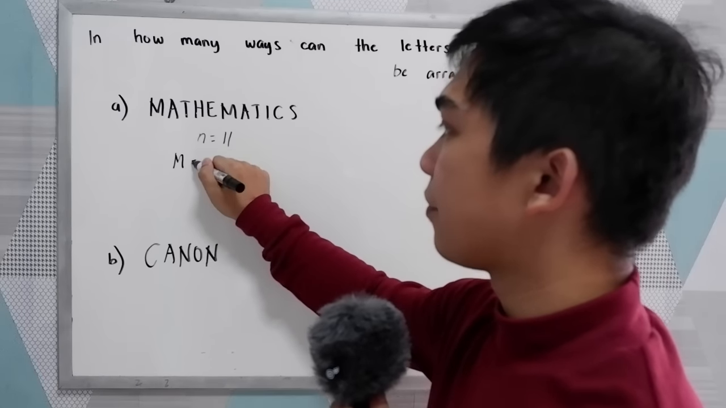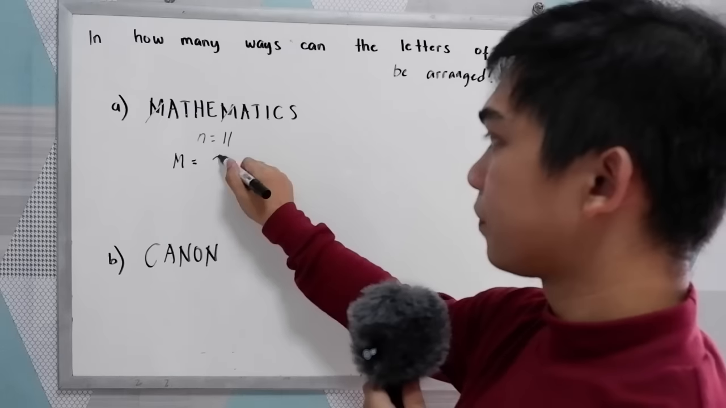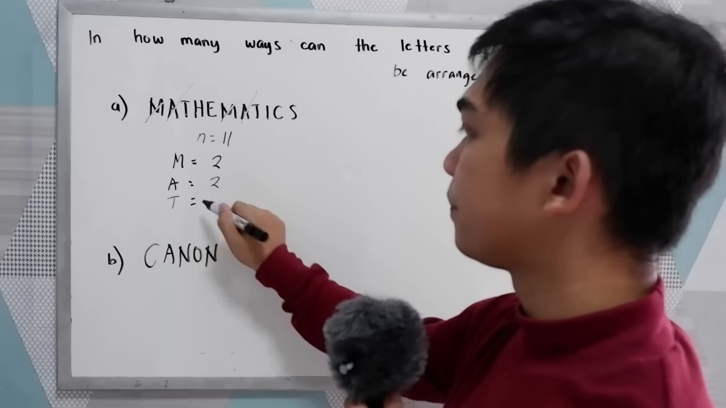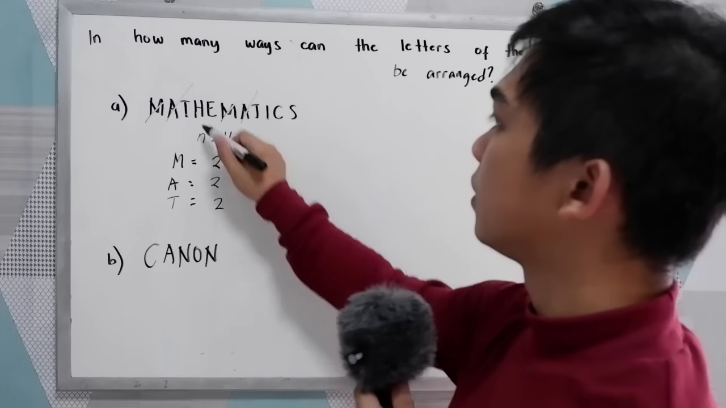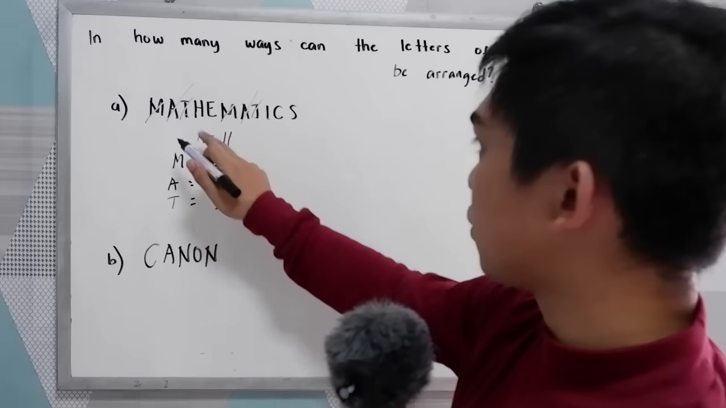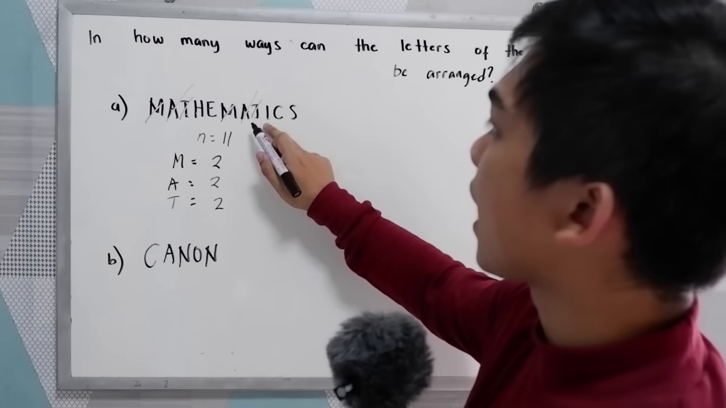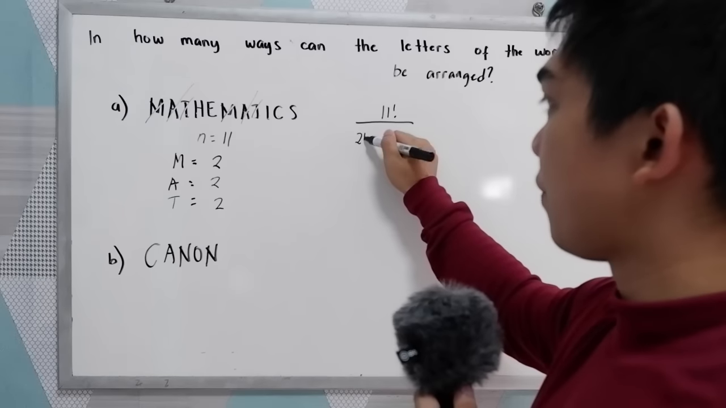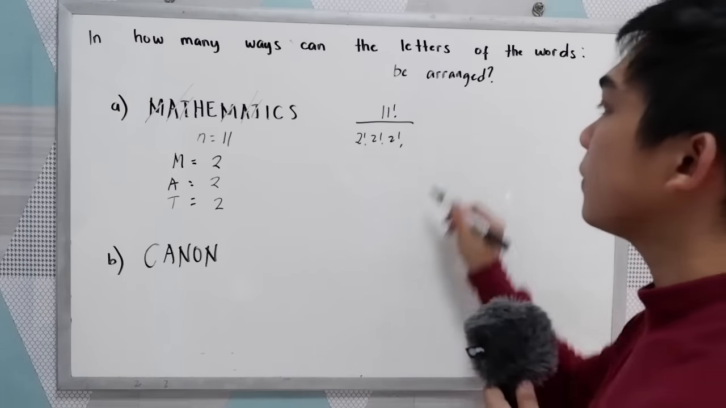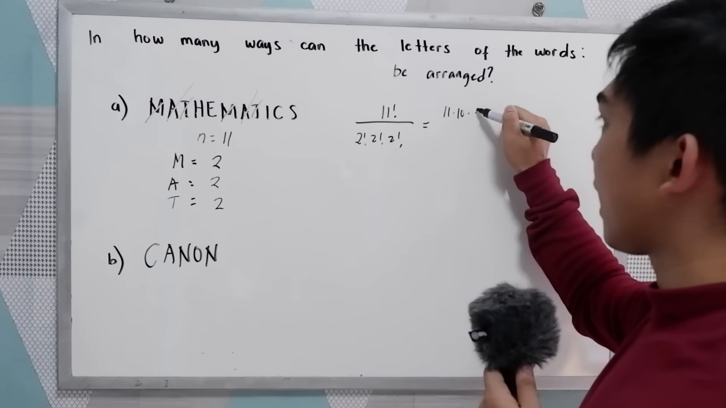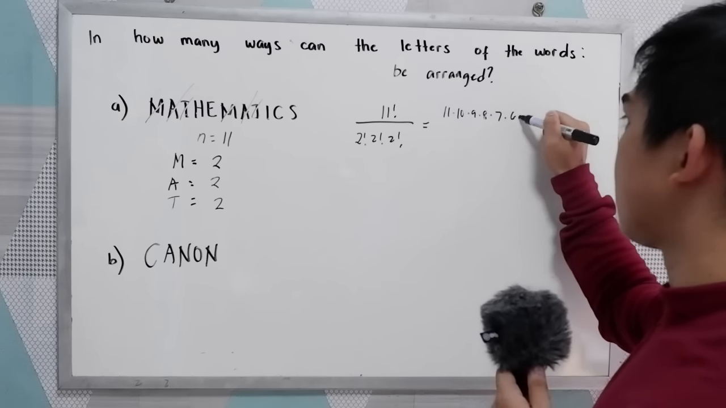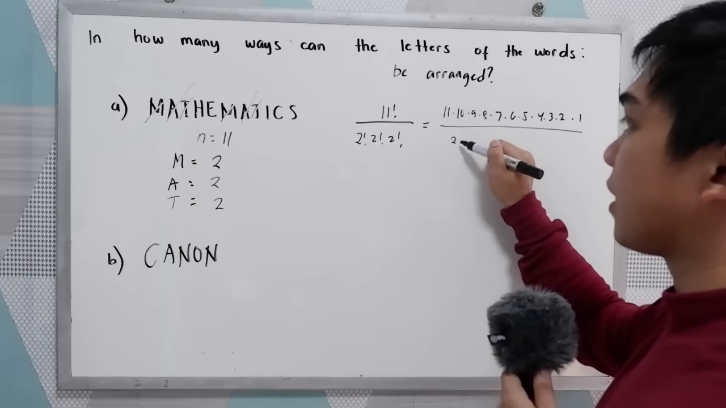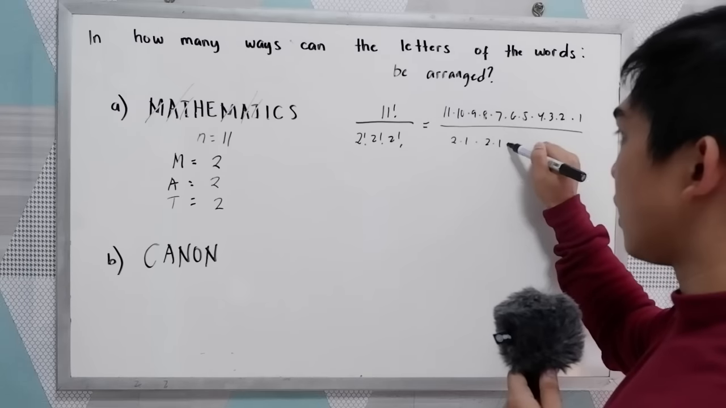Now how many M do we have? 1, 2. How many A? 1, 2. How many T? 1, 2. So 2. How many H? You only have 1. How many E? Only 1. How many I? Only 1. C and S, only 1. So we have 11 factorial over 2 factorial, 2 factorial, 2 factorial. Now we have 11 times 10 times 9, 8, 7, 6, 5, 4, 3, 2, and 1, all over 2 times 1, another 2 times 1, and 2 times 1.